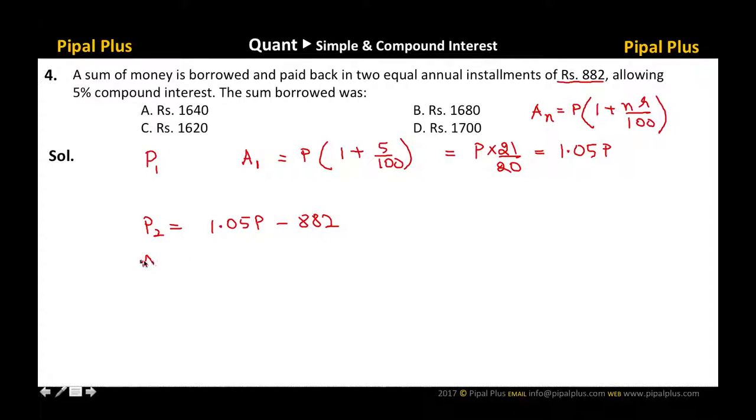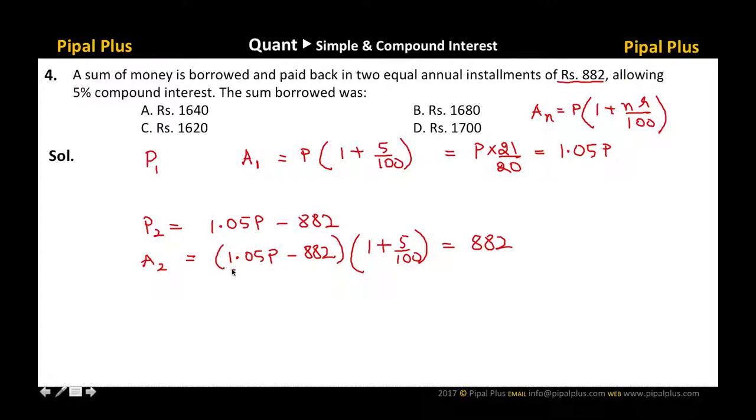So the amount due at the end of the second year is, again we'll use this formula, the principal for the second year, which is 1.05p minus 882, times 1 plus n is 1, r by 100 is 5 by 100. And we know that this also equals 882 because that's the second installment which was paid at the end of the second year and the loan was completely finished off. So we'll simplify this.